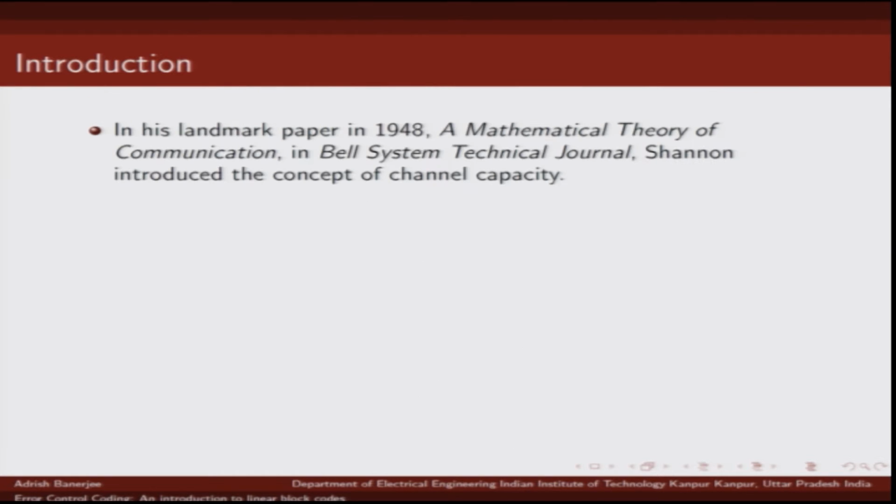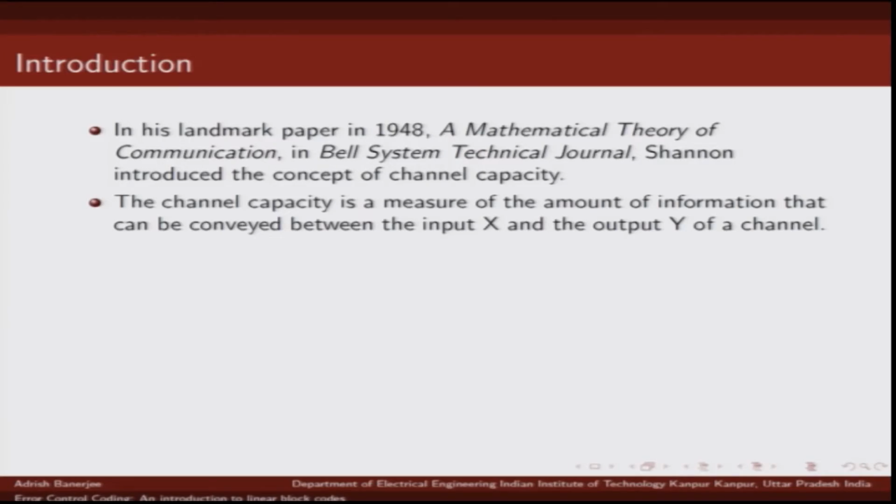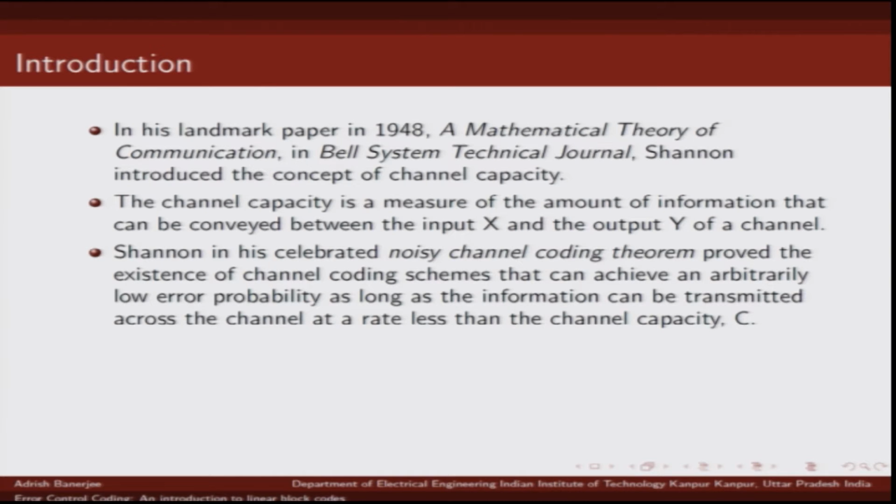In his landmark paper in 1948, Shannon introduced the concept of channel capacity, that is, the maximum rate at which we can communicate over a communication link. Channel capacity is defined as the maximum amount of information that can be conveyed from the input to the output of a channel. Shannon in his theorem also proved that there exist channel coding schemes that can achieve arbitrarily low probability of error as long as the transmission rate is below channel capacity.